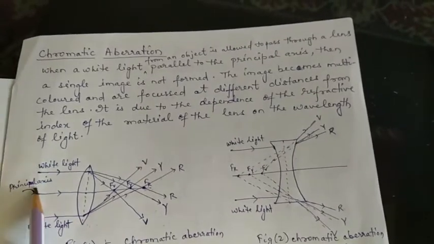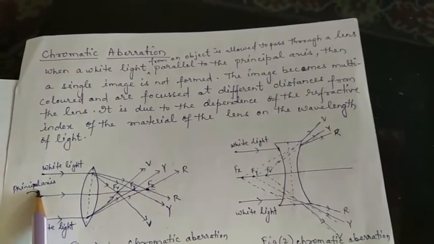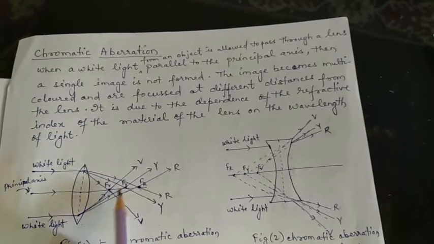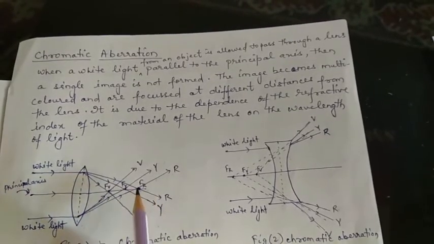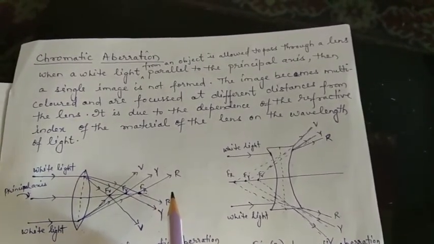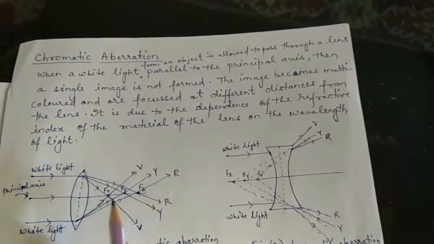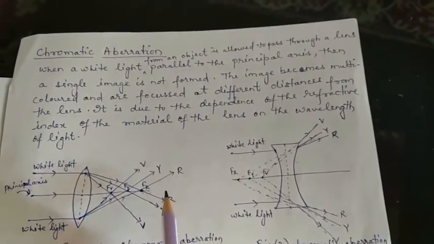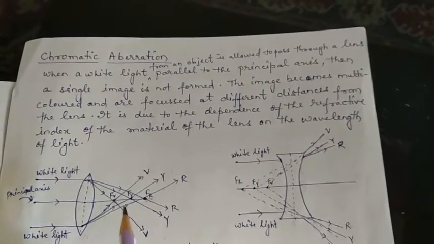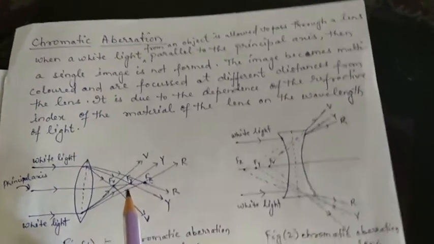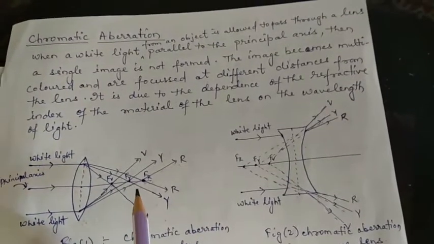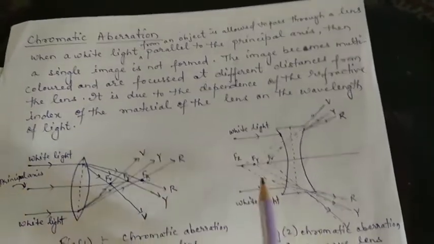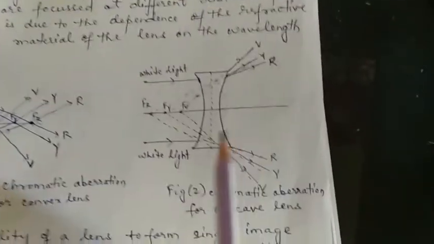So for a single object you get different images at different focal lengths. For different focal lengths you get different images. So that's why you observe the image blur. Here the image is not so clear and sharp. The same thing you can see here.